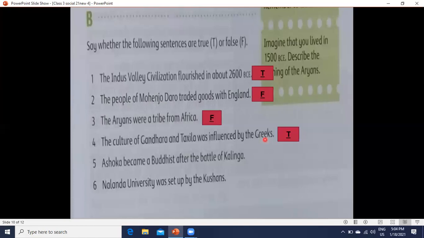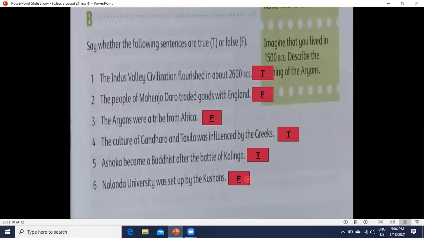Okay. Number five is Ashoka became a Buddhist after the Battle of Kalinga. So this is also true because you read this in the lesson. Last and final, number six is Nalanda University was set up by the Kushan. So the answer is false. This is a false statement.